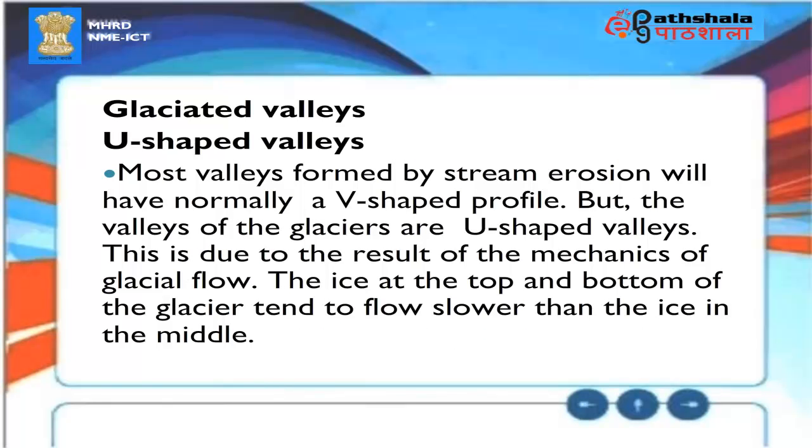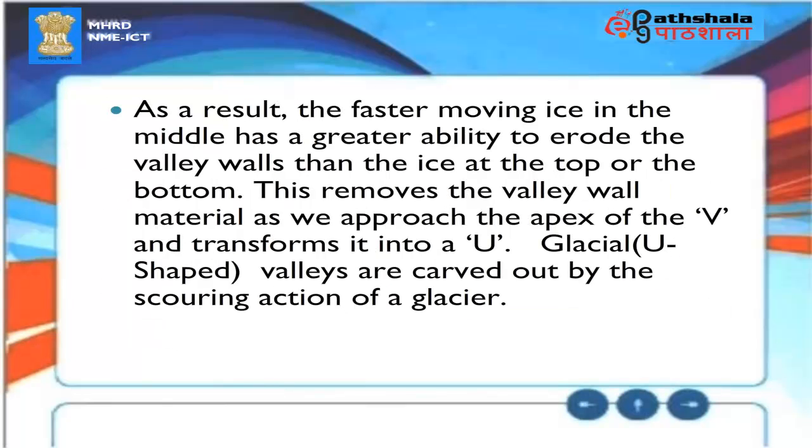Glaciated valleys. U-shaped valleys. Most valleys formed by stream erosion will normally have a V-shaped profile, but the valleys of glaciers are U-shaped valleys. This is a result of the mechanics of glacial flow. The ice at the top and bottom of the glacier tends to flow slower than the ice in the middle. As a result, the faster moving ice in the middle has a greater ability to erode the valley walls than the ice at the top or the bottom. This removes the valley wall material as we approach the apex of the V and transforms it into a U. Glacial U-shaped valleys are carved out by the scouring action of a glacier.